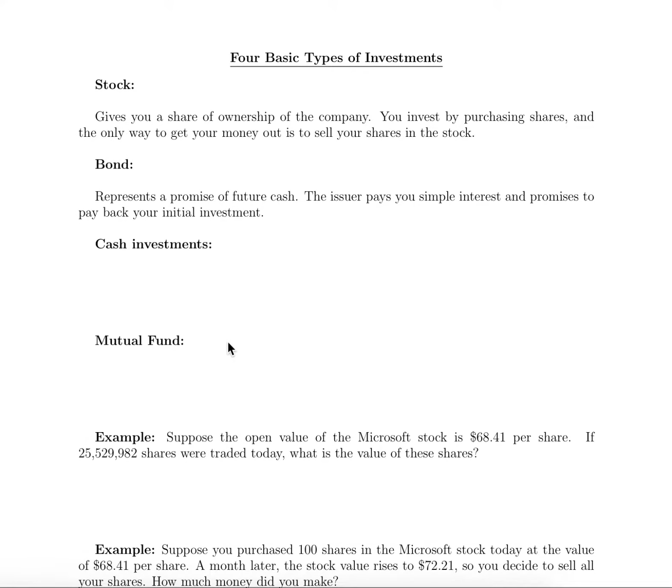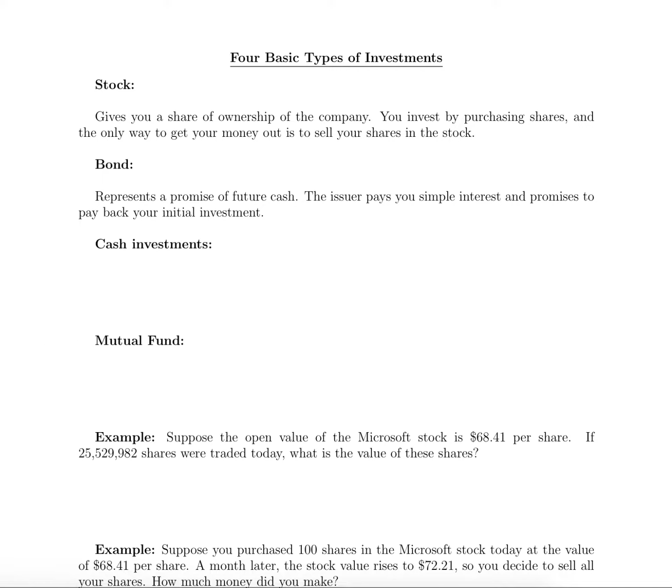Okay. A bond represents a promise of future cash. The issuer pays you simple interest and promises to pay back your initial investment. So a bond is when you pay the face value of the bond, and then there's a simple interest that the issuer will pay. These are generally from banks, treasury notes, like from the government.